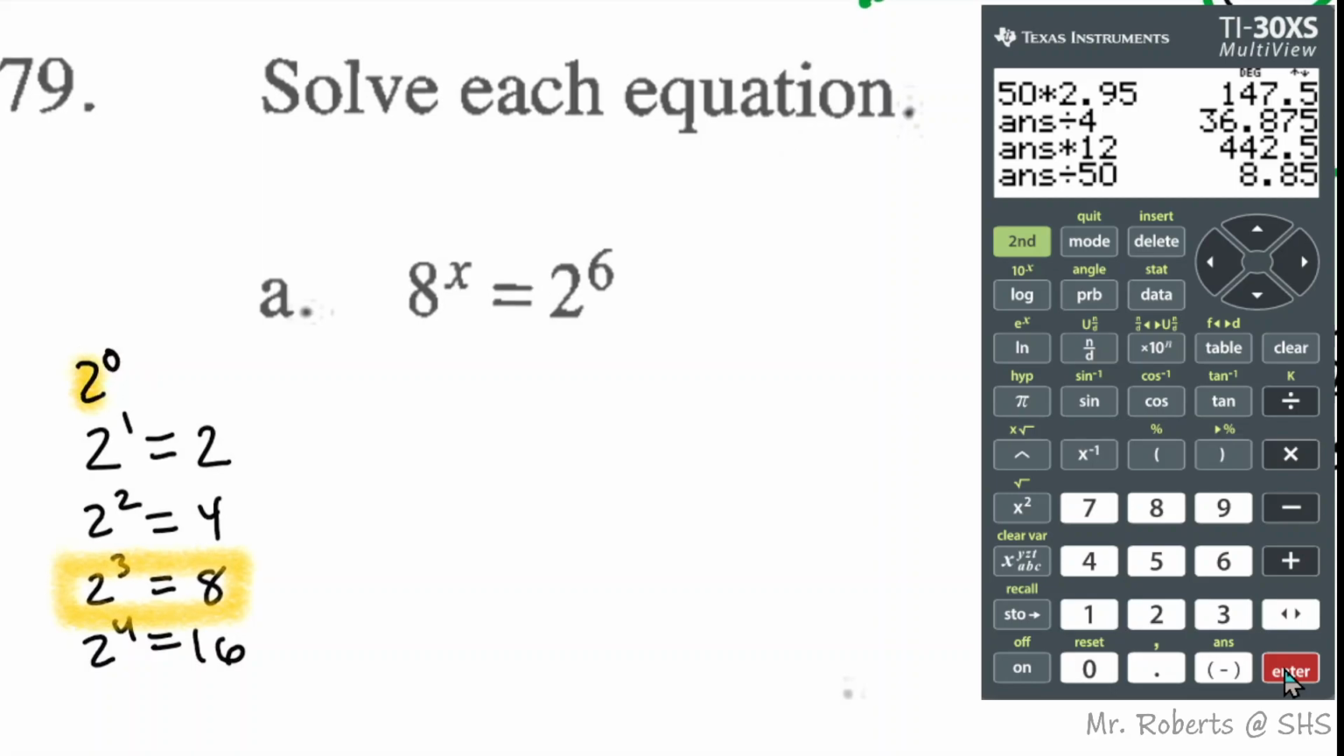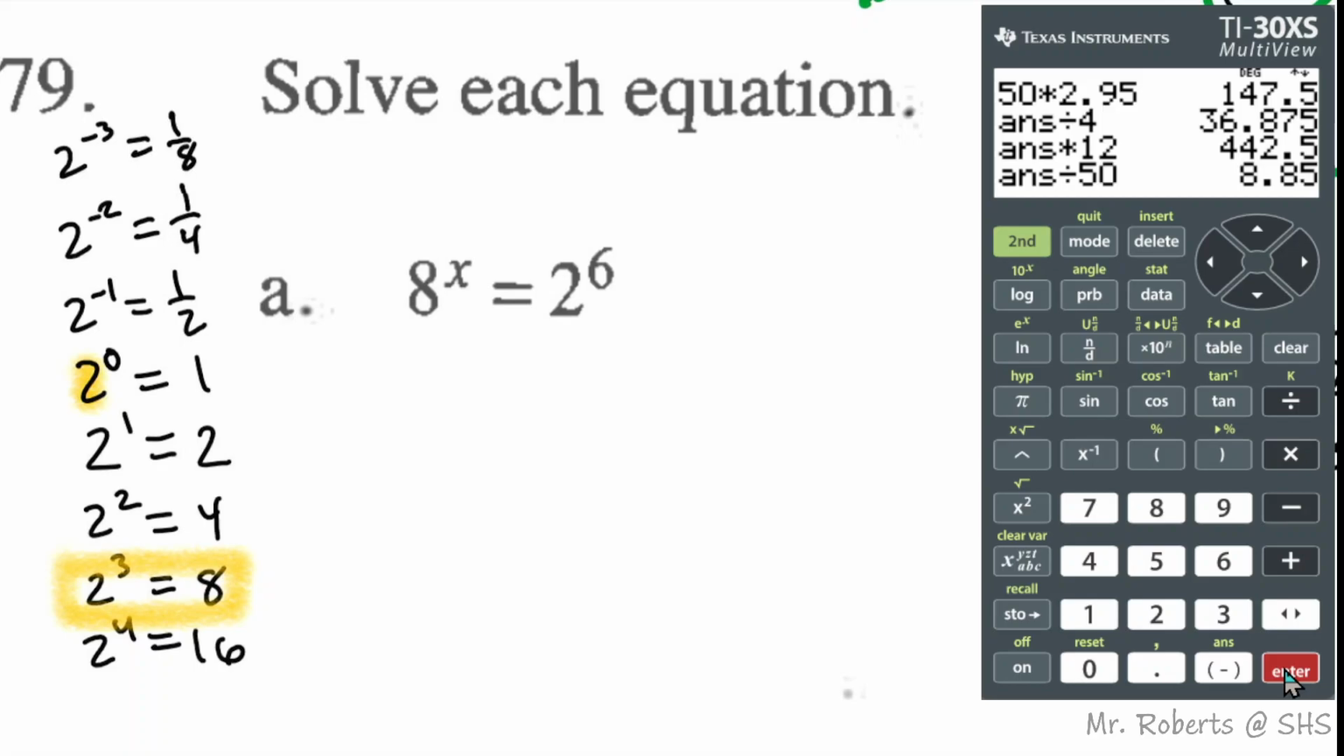2 to the 0 power is 1. Anything to the 0 power is 1. 2 to the negative first is 1/2. 2 to the negative second is 1/4. 2 to the negative third is 1/8. Maybe I'd have some fractions in these in the future. So I'm just playing around.